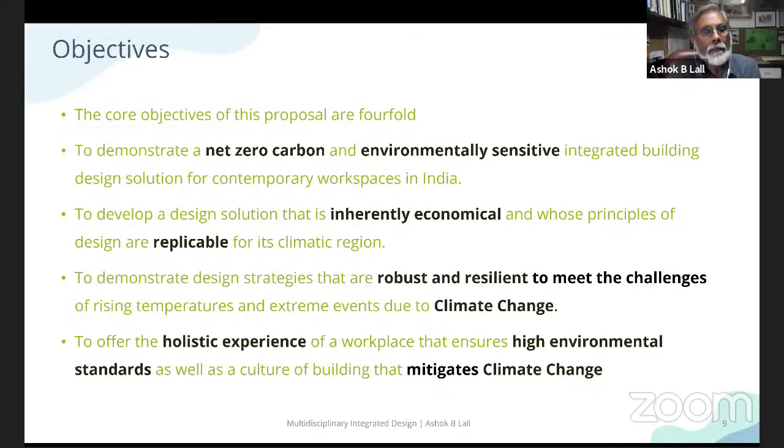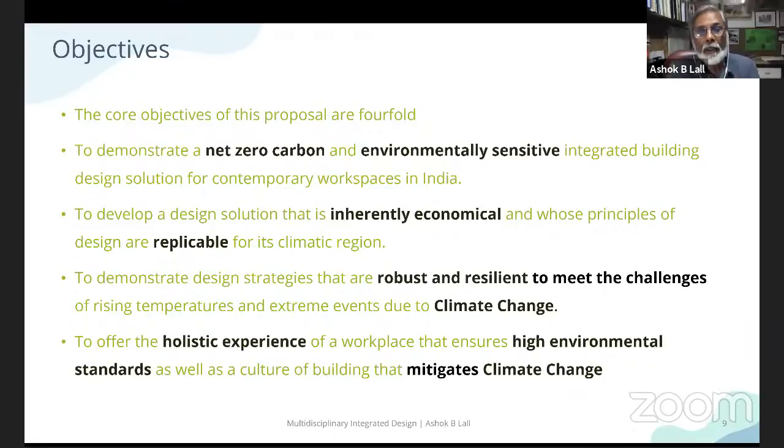This is quite important. Next one is to develop a design solution that is inherently economical and whose principles of design are replicable in its climatic region. So these projects in the decathlon that will succeed, right, through this competitive process are intended to be such that they can make a difference in the market at large. They will make a difference in the market at large if they are inherently economical, if they have good economic sense.